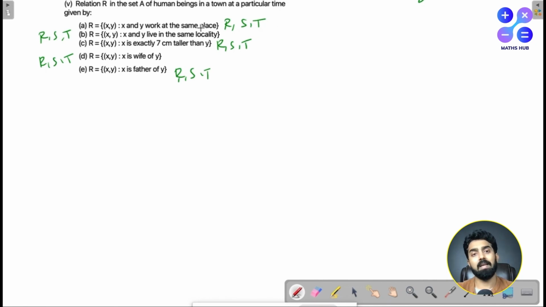So x and y work at the same place. Does that mean x works at the same place as x? Obviously, right? A person can only work at the same place as himself, right?